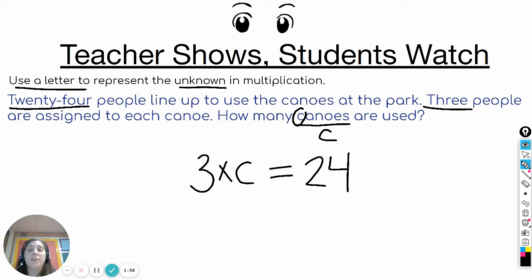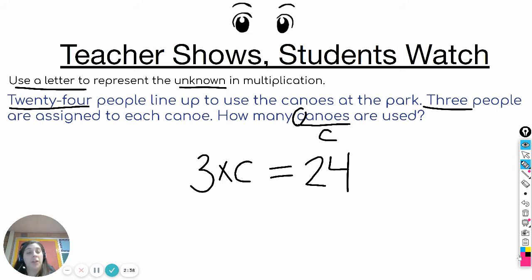So all I did, okay, is instead of making this a blank, or instead of making this a question mark, I've made it a C for canoes, okay? So it's pretty much like what we've been doing, except now we've got a letter that we're trying to solve for. Okay, so our equation is 3 times C equals 24. And once we figure out what C is, we'll know how many canoes they need.